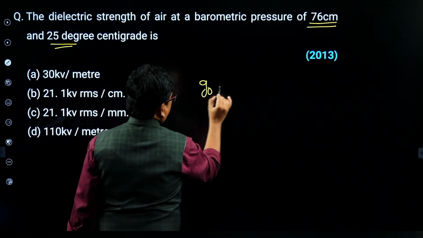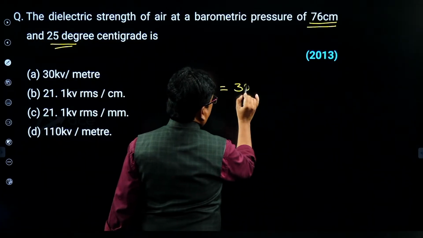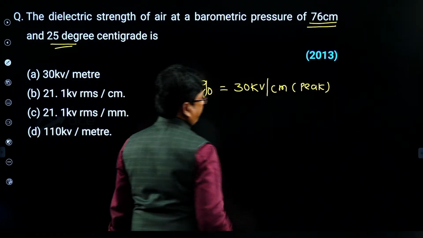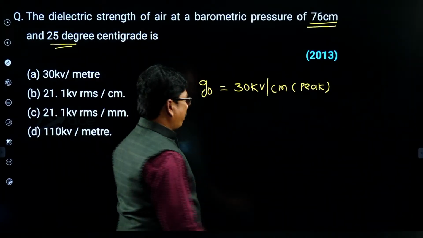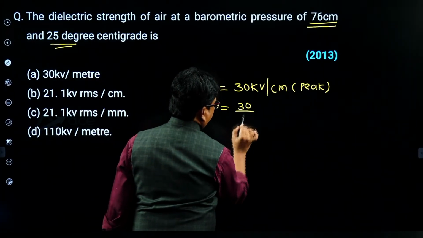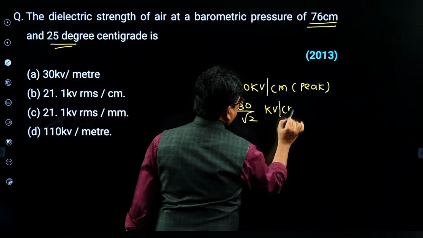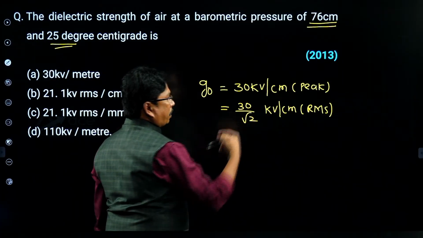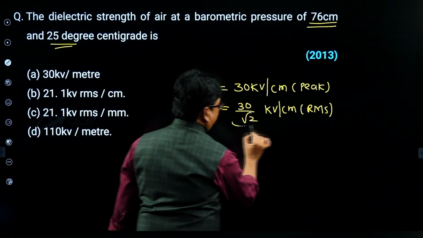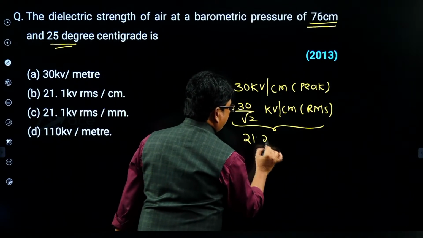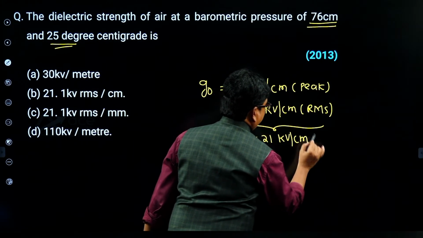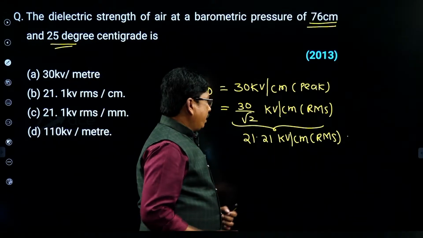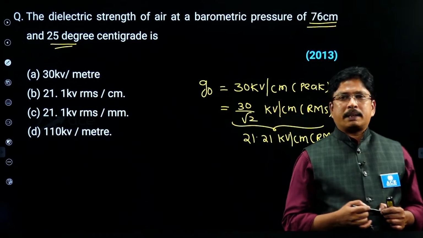G naught is 30 kilovolts per centimeter, which is the peak value. That is equivalent to 30 divided by root 2 kilovolts per centimeter RMS value. 30 divided by root 2 is 21.21 kilovolts per centimeter RMS value.